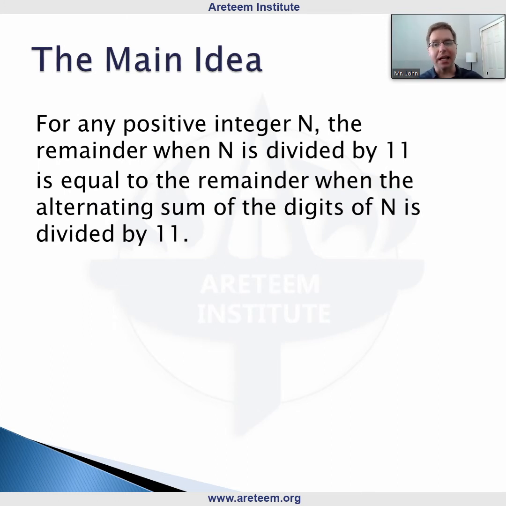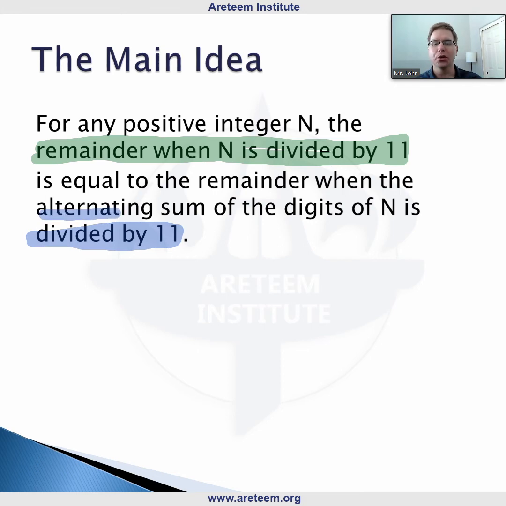The main idea is that for any positive integer n, the remainder when n is divided by 11 is equal to the remainder of the alternating sum of the digits when divided by 11. This gives us our rule for finding remainders when we divide by 11. You can replace the number with the alternating sum of the digits, and that will not change the remainder when you divide by 11. So if the number is divisible by 11, the alternating sum of the digits is also divisible by 11, but it also tells you the remainder as well.